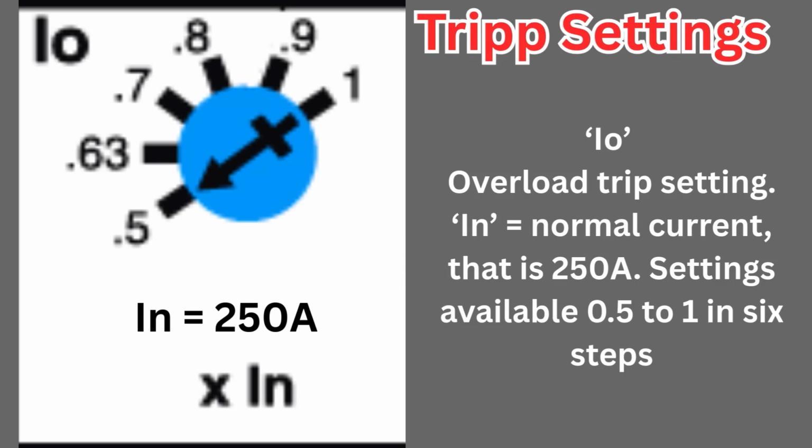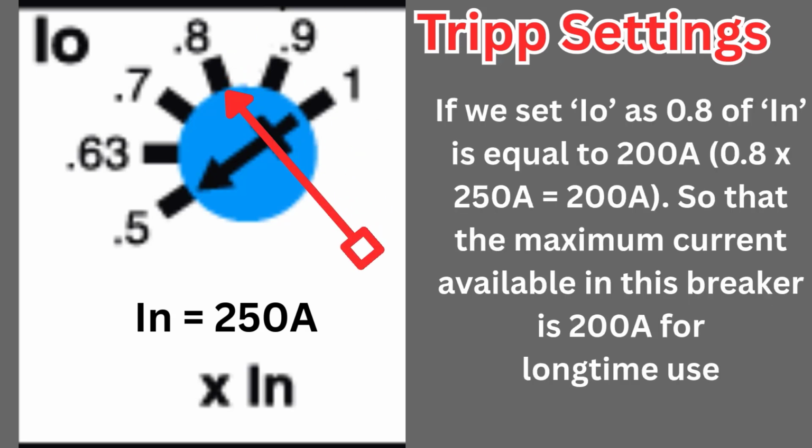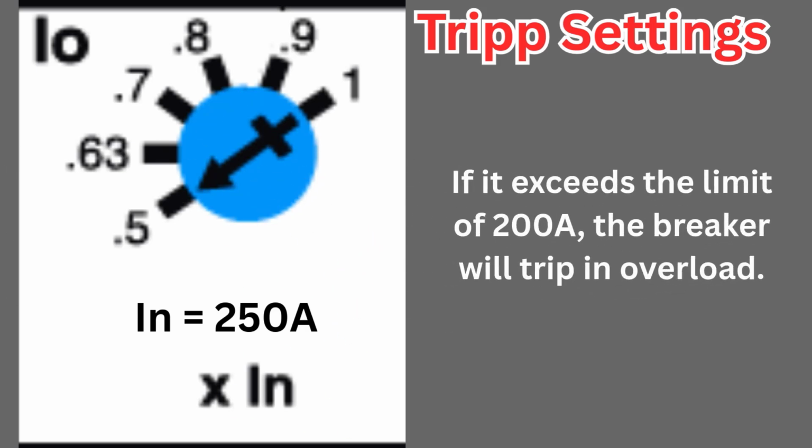IO overload trip setting. IN equals normal current, that is 250 amp. Settings are available from 0.5 to 1 in 6 steps. If we set IO as 0.8 of IN, which is equal to 200 amp, 0.8 times 250 equals 200 amp, so that the maximum current available in this breaker is 200 amp for long-term use. If it exceeds the limit, the breaker will trip in overload.